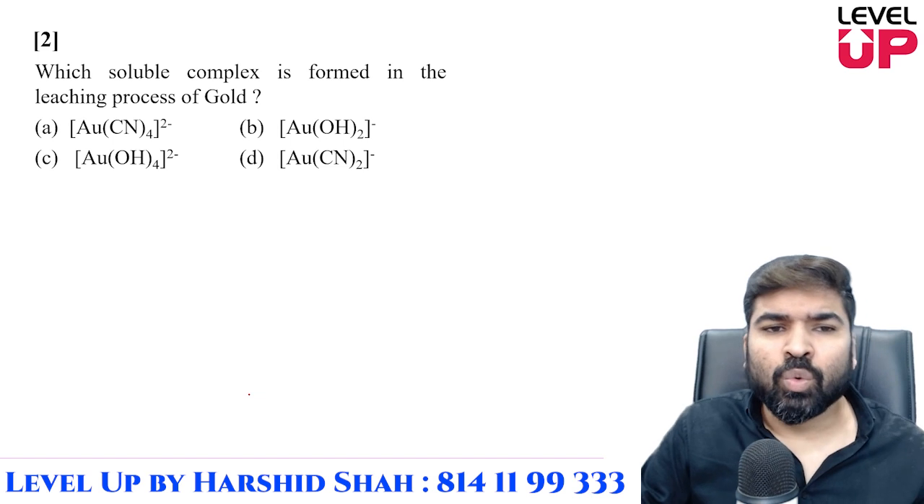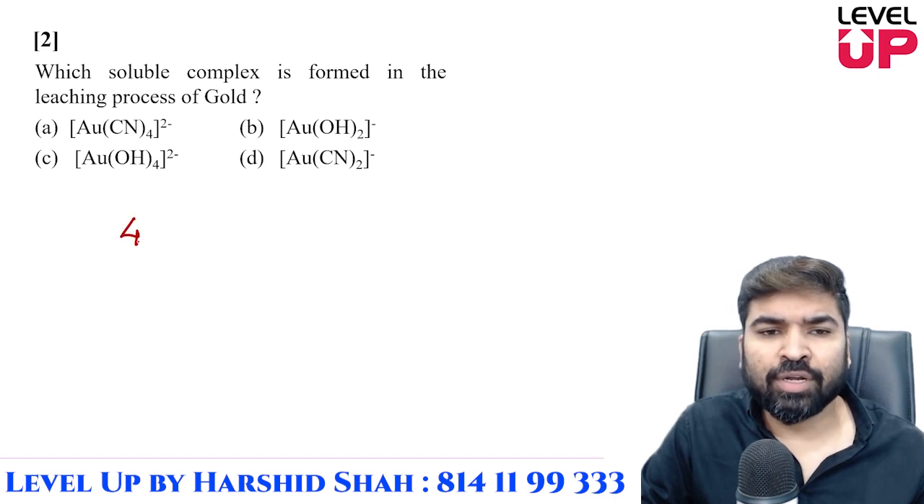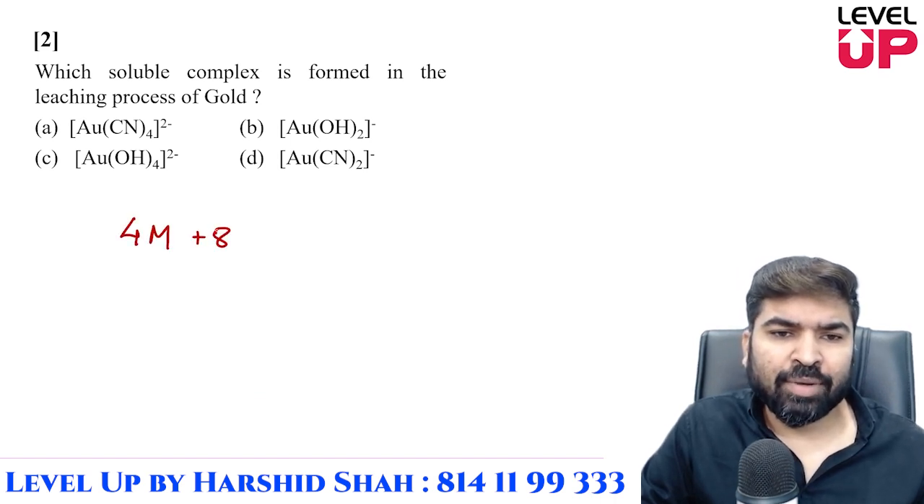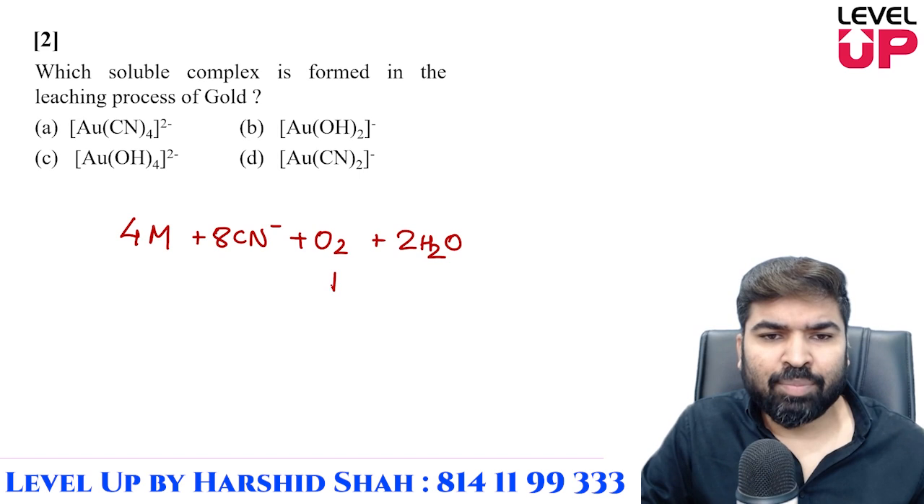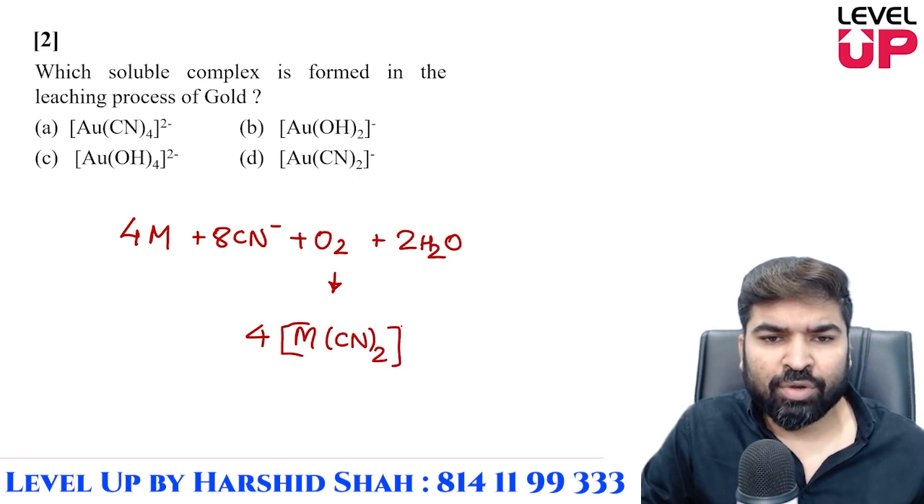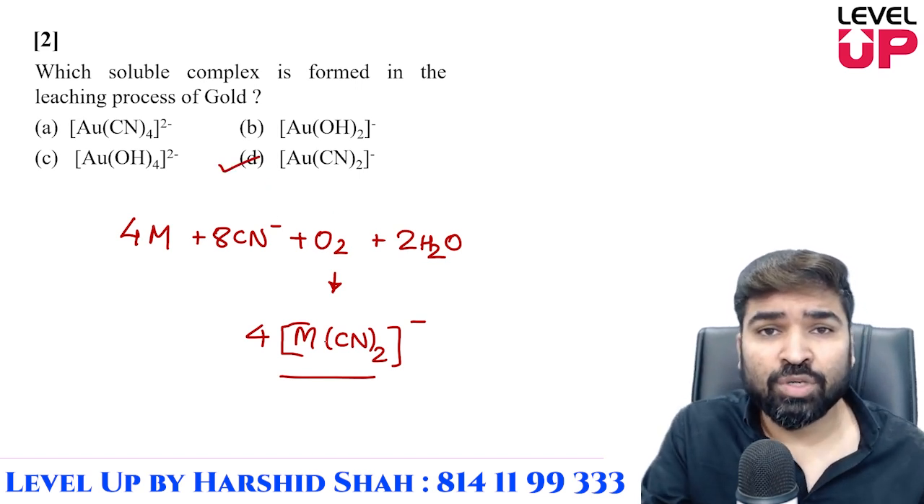Next up, which soluble complex is formed in the leaching process for gold? The reaction is very simple. It is 4M plus 8CN minus plus O2 plus 2H2O, as you already know, right? What will happen is it will make 4 times M(CN)2 minus, right? So this is the complex that we are looking for, right? And for gold, it is going to be Au(CN)2 minus. Option D is going to be your answer.